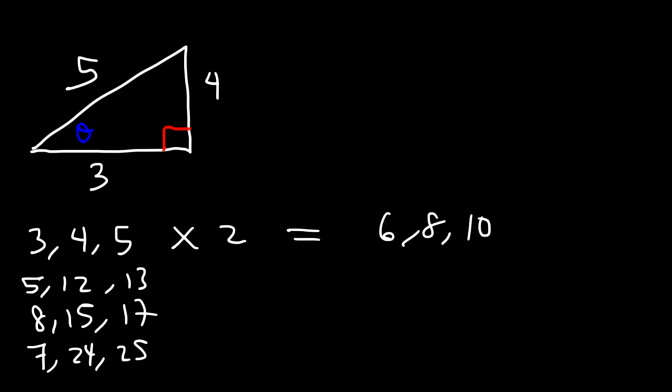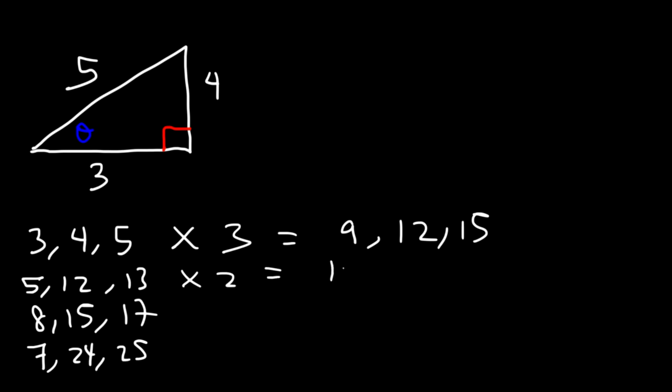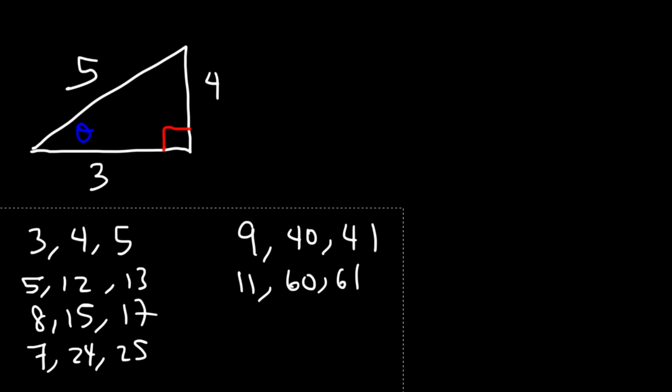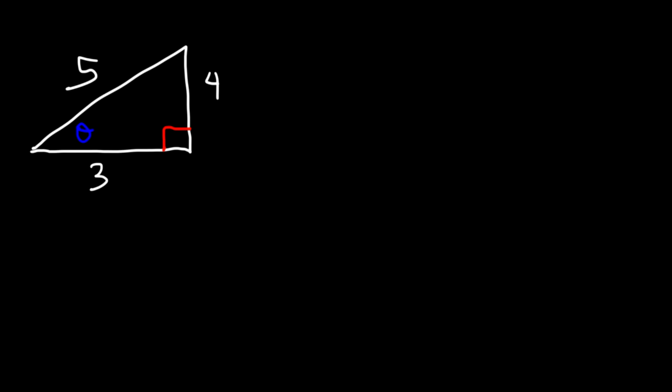That can also work. Or if you multiply it by 3, you get the 9, 12, 15 triangle. If you multiply this one by 2, you get the 10, 24, 26 triangle. Those are also special triplets. They work with any right triangle. Now some other numbers that are less common but you might see are the 9, 40, 41 triangle and the 11, 60, 61. So if you see some of these numbers, you can find the missing side quickly if you know them.